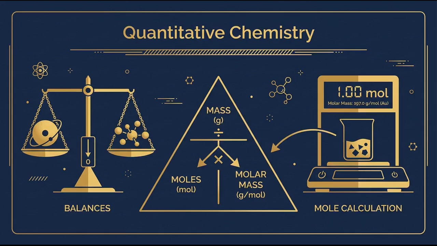Finally, percentage yield compares the actual product gathered to the theoretical maximum. If a student obtains 8.0 grams of product but expected 10.0 grams, the percentage yield is 80%.